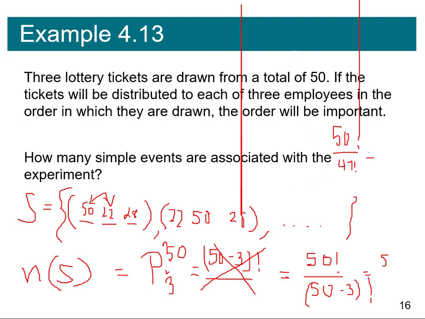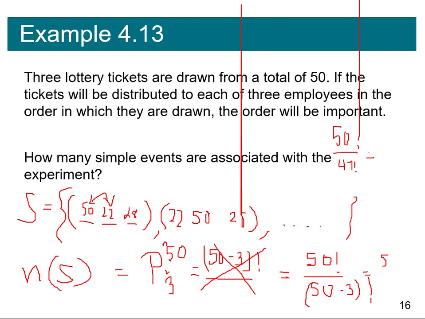That's going to be 50 times 49 times 48 times 47 factorial on the top. So just write that out and make sure you see it. 50 times 49 times 48 times 47 factorial on the top, and on the bottom we have 47 factorial. So those 47 factorials on the top and the bottom are going to cancel. So we're left with just 50 times 49 times 48.